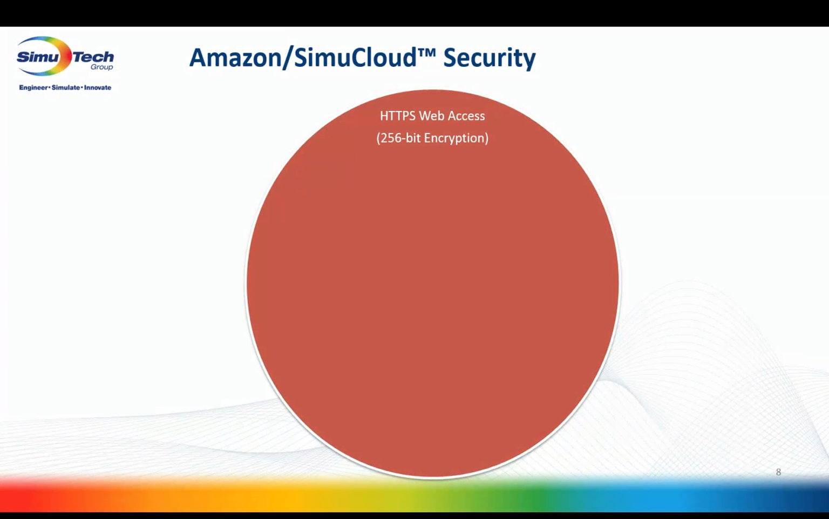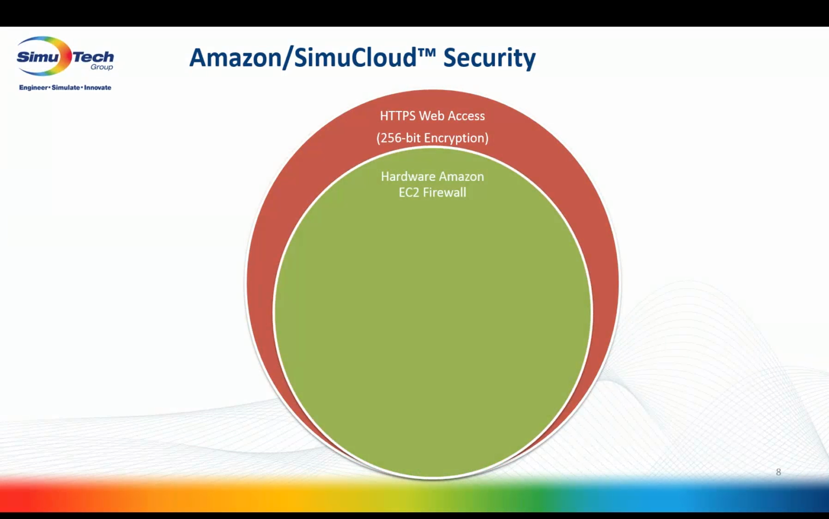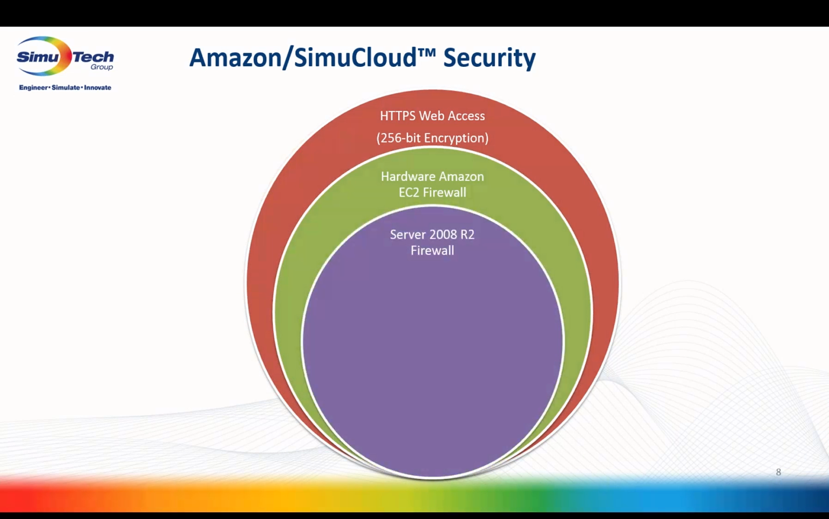Security is really layers. This outer layer we call data in flight. It's the 256-bit encryption through HTTPS, so we've got a security certificate out there. All this data in flight is encrypted. Amazon also has firewalls, so that's one way of getting the data through there and protecting it.